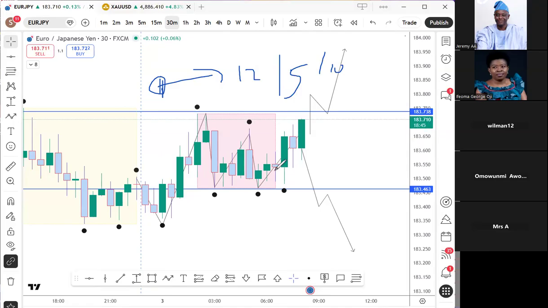So don't beat yourself up if, for instance, you say, okay, this is a rejection candle, right? One of our setups is the rejection candle. This is a rejection candle, and so you can even see this is a doji, then this is a bullish engulfing candle. You have a pullback.